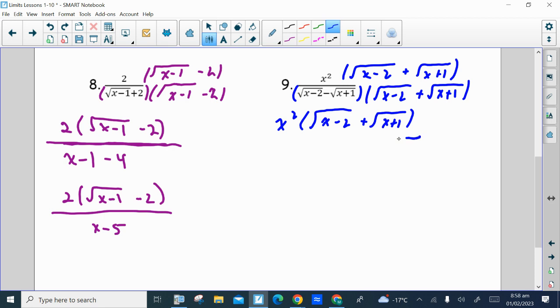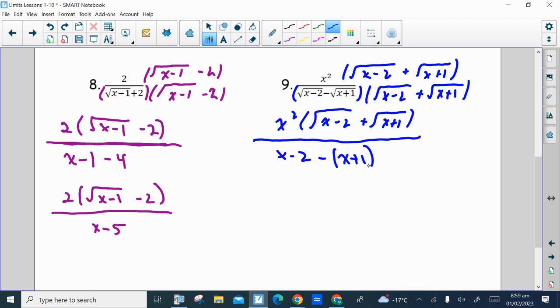So I'll leave the top in factored form. And on the bottom, when I FOIL this out, the front term's root of x minus 2 times the root of x minus 2 is just x minus 2. The outer and inner terms will cancel. When I go to the last terms and multiply them together, got to be a little careful here. You're multiplying a negative times a positive, which is a negative. Root of x plus 1 times root of x plus 1 is x plus 1.